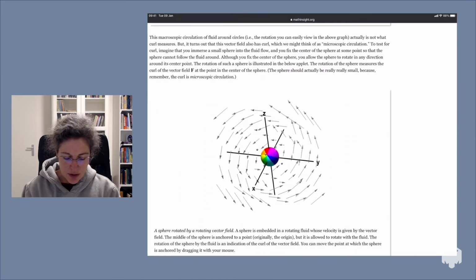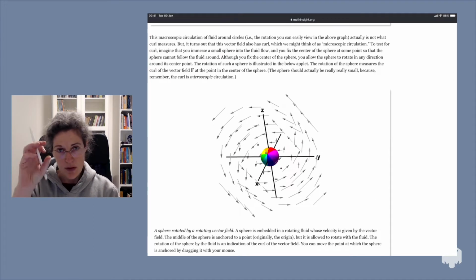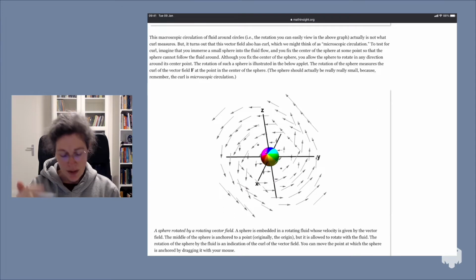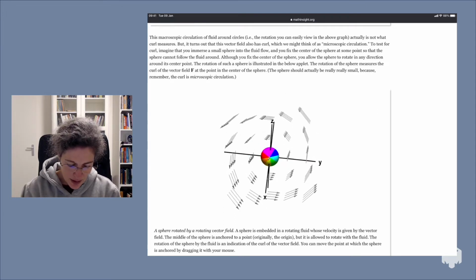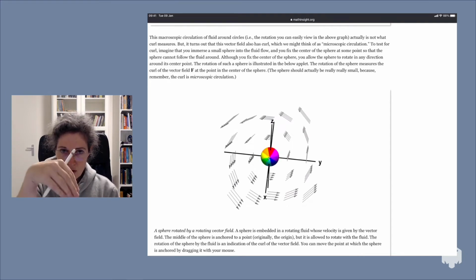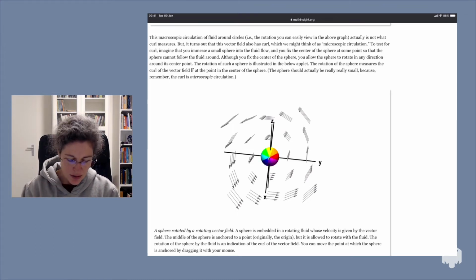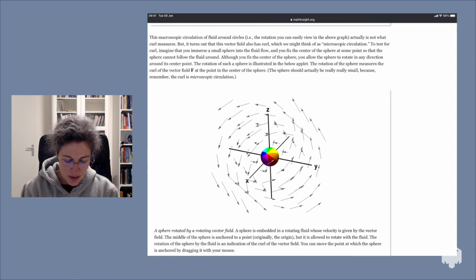Well, we can imagine that we've got a little sphere again, and we're fixing it at the origin, but allowing it to move according to the velocity field. So we're imagining that our vector field is pushing our little sphere in the direction of whatever the vectors are doing. For this particular vector field, because the vectors are going round in circles like this, they're pushing the little sphere to rotate around the z-axis. So we design our curl in order to give us some measure of this rotation.